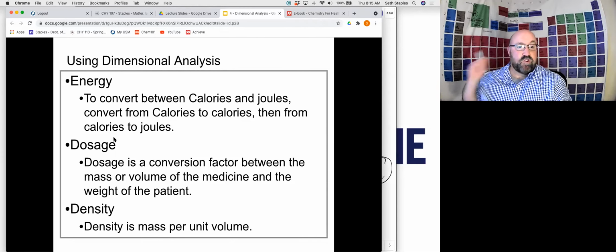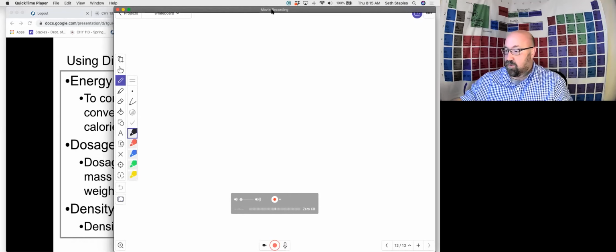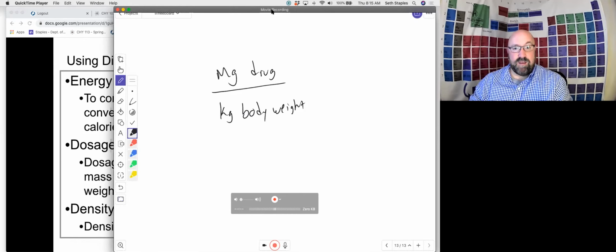And so dosage, I had mentioned, is another conversion factor between the mass or the volume of the medicine and the weight of the patient. And so it's just another conversion factor. And so I had already mentioned the units of it, but it's typically in milligrams of whatever the drug is, whatever the medication is, divided by kilograms of body weight of the individual receiving that medication. So it's just a conversion factor to go back and forth between the two.